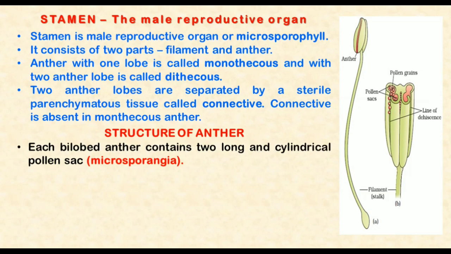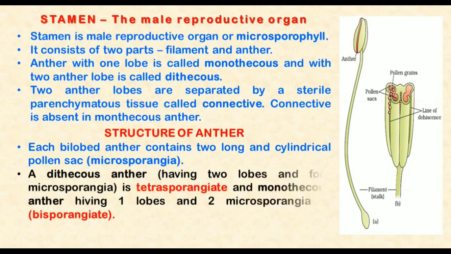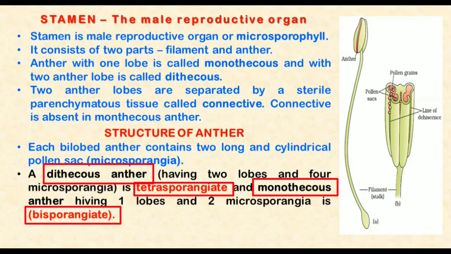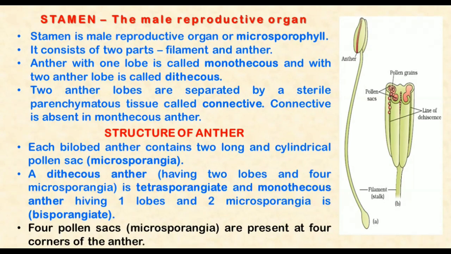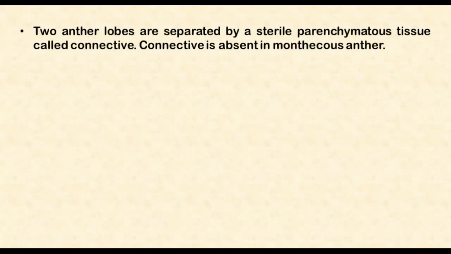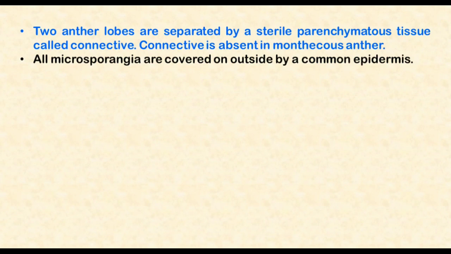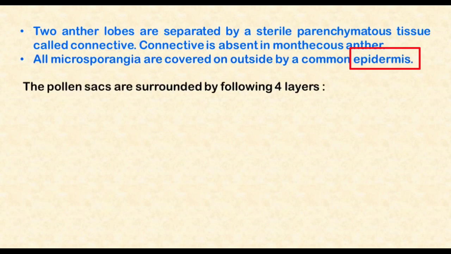Next is the structure of anther. A dithecous anther which has 2 lobes contains 4 microsporangia and is known as tetrasporangiate, whereas a monothecous anther contains only 2 microsporangia and is known as bisporangiate. These microsporangia are located at the 4 corners of the anther. All these microsporangia are covered by a common epidermis.